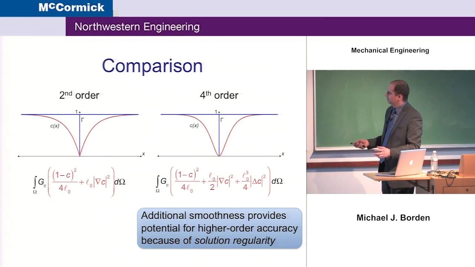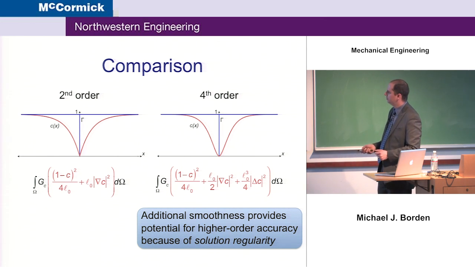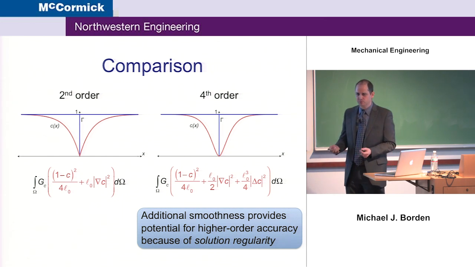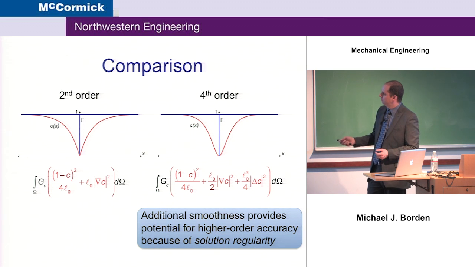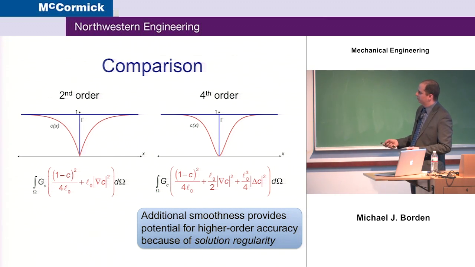So what do these look like? If we just look at the 1D profiles of what the exact solution of these problems would look like. So our second order here, the blue line would be where the crack is. We have some kind of diffuse approximation, but we have a cusp. We have these additional derivatives, and we get a smooth approximation here. And that additional smoothness provides the potential of higher order accuracy.